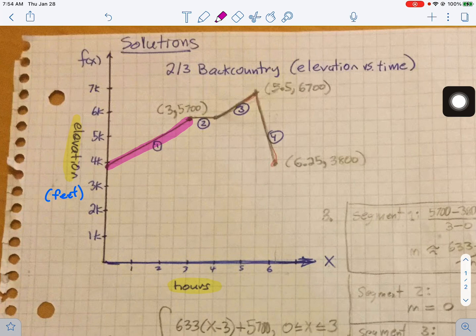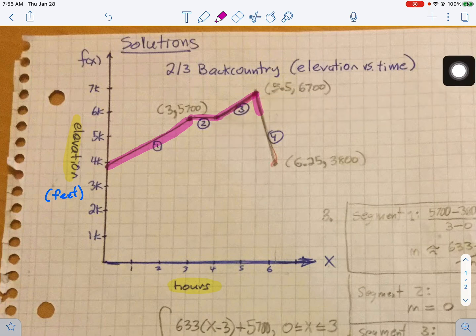The next segment, right here, you'll notice in the text that it's 1 hour long, so from 3 hours to 4 hours, and this point will be at 4,700. The next segment will be after lunch going up to the highest point, which is an elevation that's another 1,000 feet at 6,700. This was another 1.5 hours, going from 4 to 5.5.